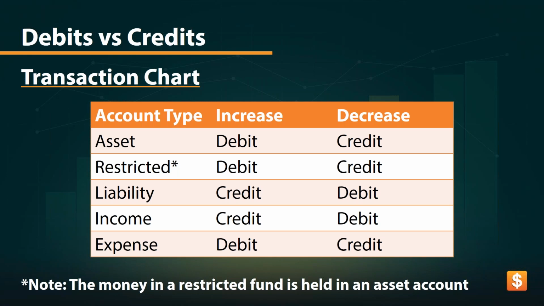So I'll go through and say, if I'm increasing an asset account, which would be a checking account, it's going to be a debit. If I'm decreasing a checking account, it's going to be a credit. And these account types and their credits and debits work together. You'll notice how income and expense are reversed. A credit increases an income account, and a debit increases an expense account. Liabilities and assets are reversed as well, in debits and credits. The restricted funds are connected to our asset accounts, so they have the same increase and decrease credits and debits.